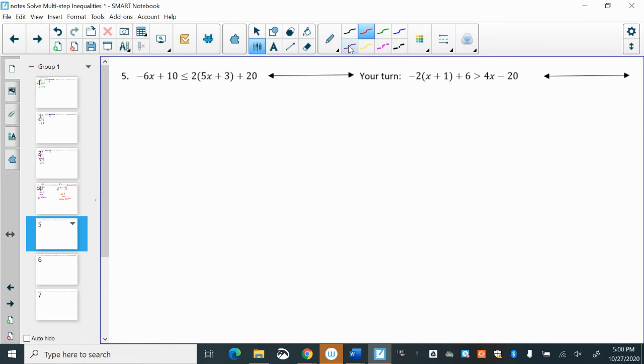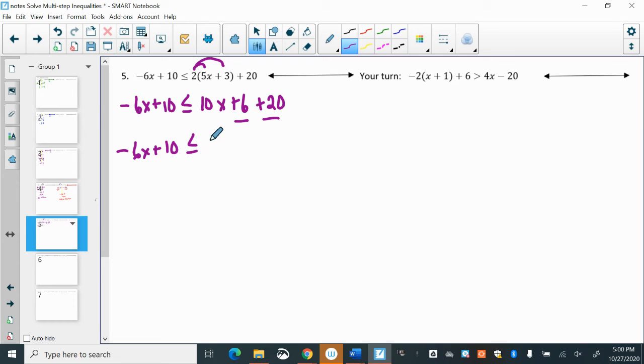All right, so let's try this one over here. I'm going to start with the distribution. I'm not doing anything to the left side at this point, keeping the inequality. 2 times 5x is 10x. 2 times 3 is 6. And then we bring down the plus 20. Let's combine these like terms over here. So we're just rewriting the left side again, not doing anything to it. 6 plus 20 is a total of 26.